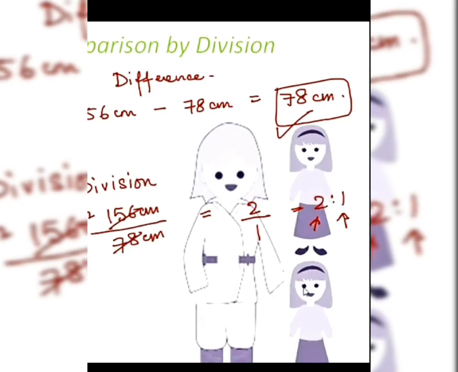two kids one on top like this, because it's twice, mother's height is twice the kid's height. So it means if you place two kids one on top of the other like this, you would get the height of a mother. And this is how we compare by division.